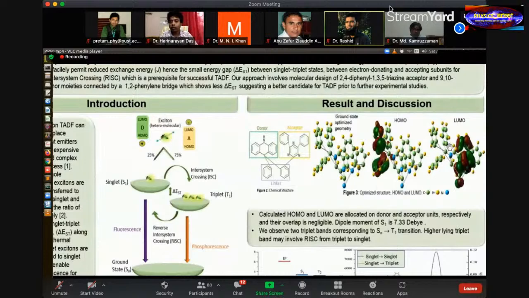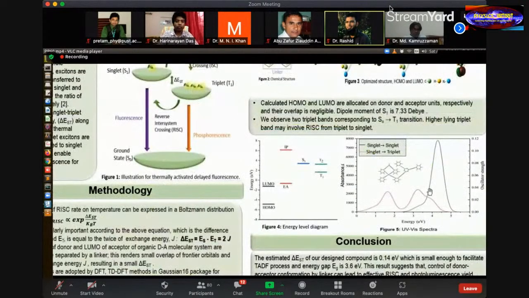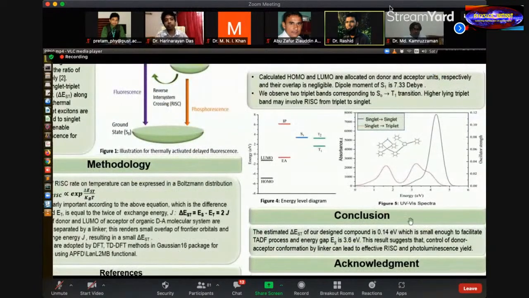UV-visible absorption spectra show that singlet and triplet transitions are energetically close, proving a small singlet-triplet energy split. Finally, we got a delta EST of only 0.14 volt. Therefore, we expect reverse intersystem crossing to take place for highly efficient luminescence.